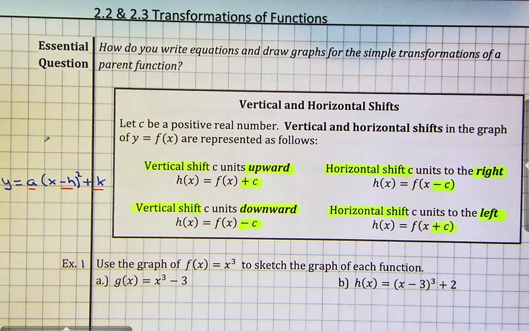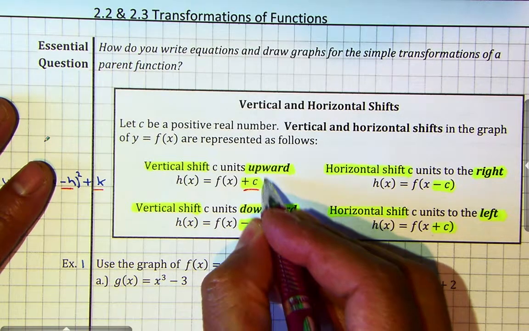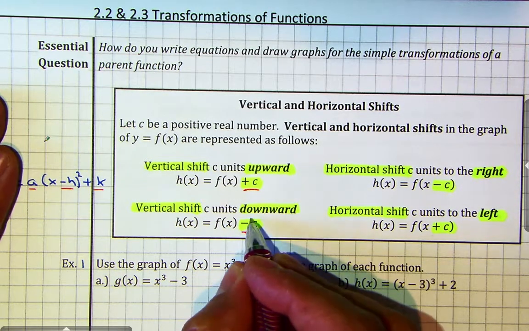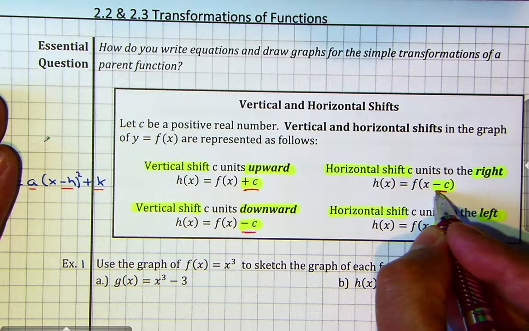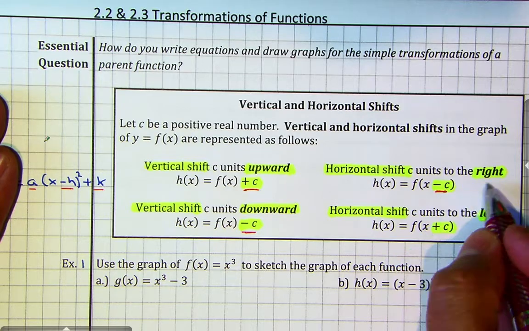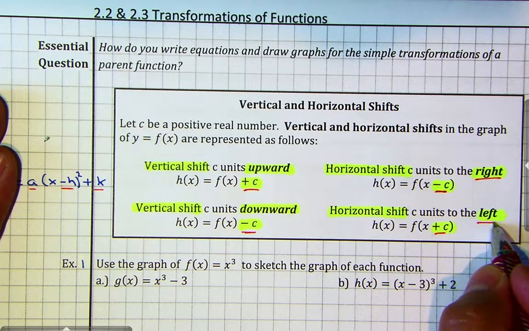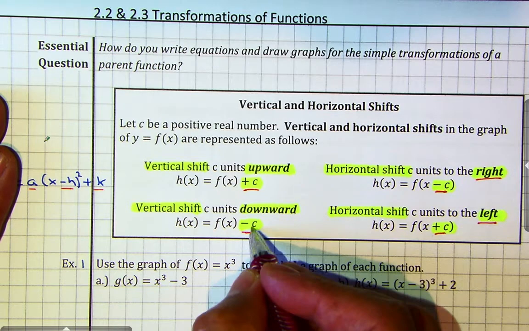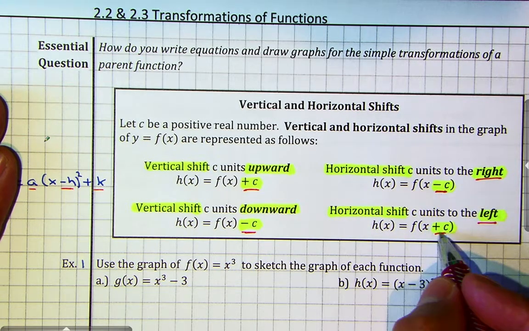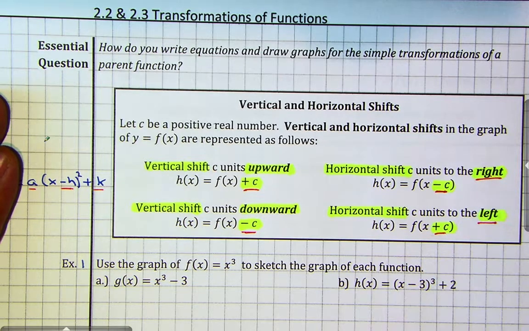One of the things that I ask students to remember is that if it's outside, it's basically positive up, negative down. If it's inside the parentheses, it's going to be the opposite. If it's negative, it moves to the right. If it's positive, it moves to the left. So outside is basically the same, inside is going to be the opposite. Negative moves to the right, positive moves to the left. So let's go through example number 1.